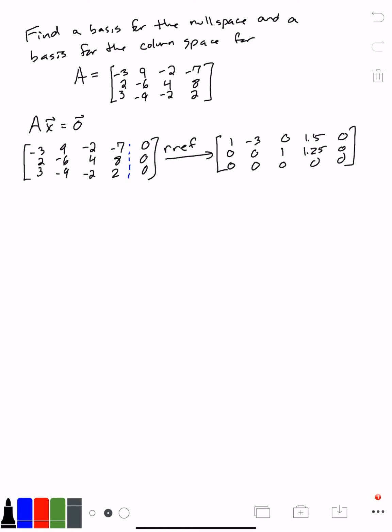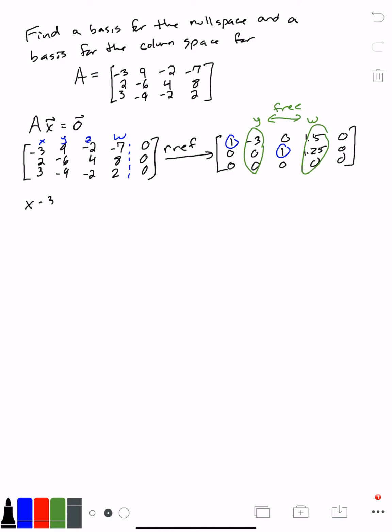And so remember that since we had a 3 by 4 matrix here, there are 4 variables, x, y, z, w. And if you look at this, we have 2 pivots here, which means that there are going to be 2 free variables. And in particular, y and w are going to be free. And then what do we do? We write out our equations here.